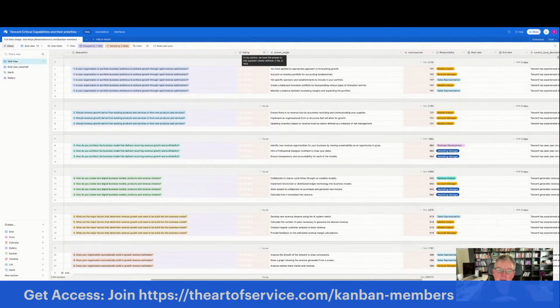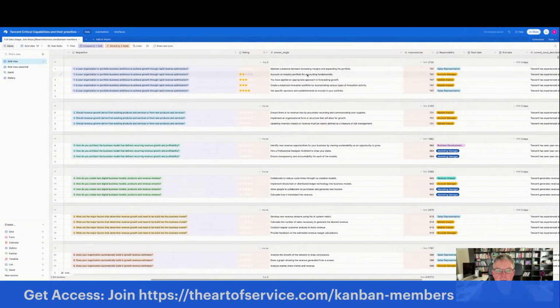If I need some handholding, I can look at these areas. We've applied an appropriate approach to forecasting growth. Yeah, maybe. I think I'll give it a 3. 5 is fantastic. Account on industry portfolio for accounting fundamentals. Yeah, no, that's a deeper area than that one. Vet specific sponsors and establishments to include in our portfolio. Yeah, we do that. We keep an eye on the market. Create a balanced innovation portfolio by incorporating various types of innovation activity. We should be better at that, but I'll give it a 3.